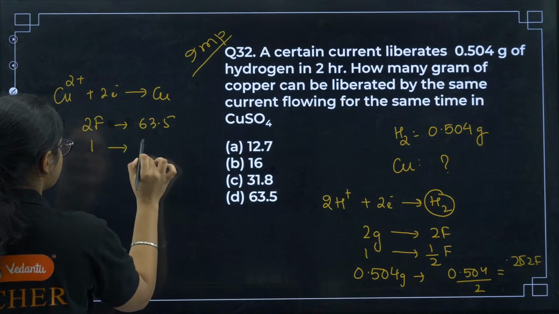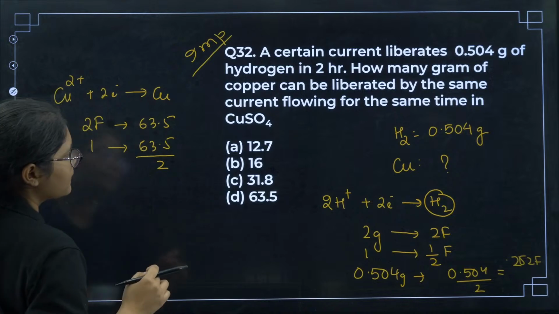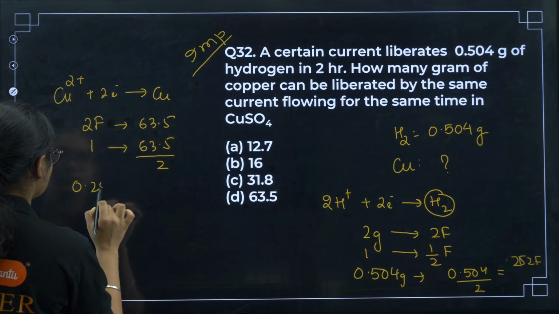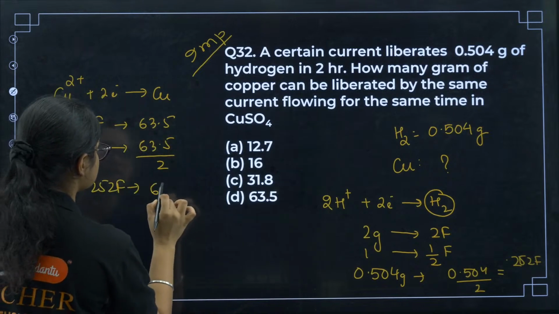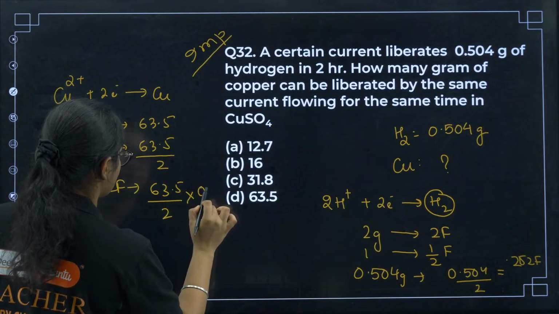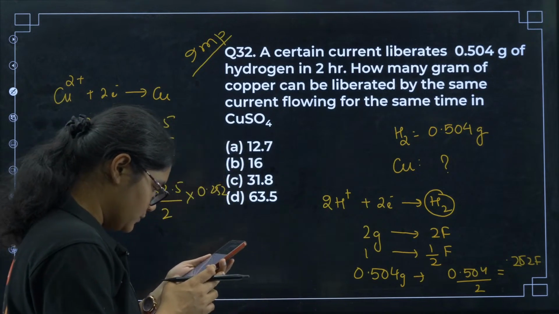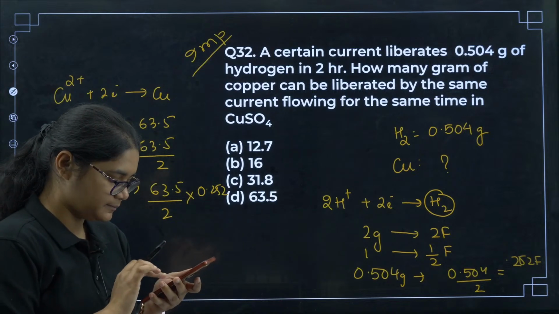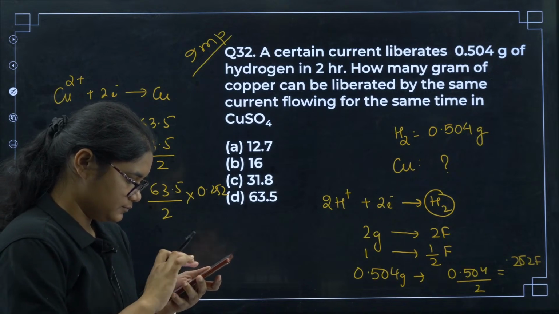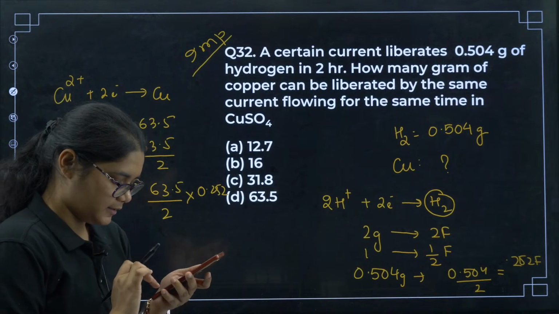1 Faraday will deposit 63.5 divided by 2, right? And then we have 0.252 Faraday, that is 63.5 divided by 2 into 0.252. Okay, so yes. Other students, please answer the question.